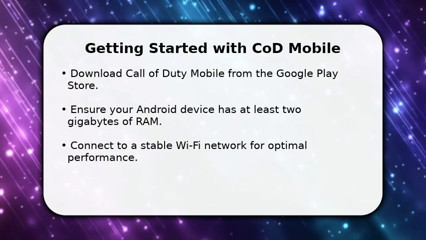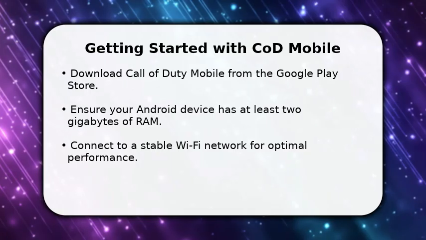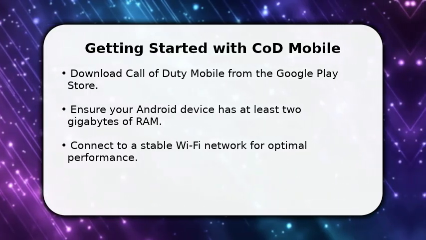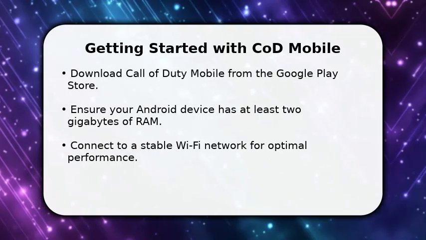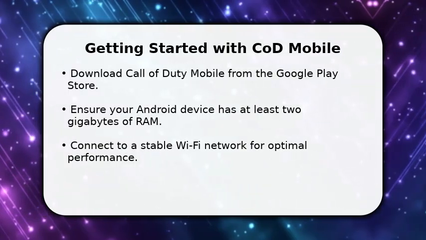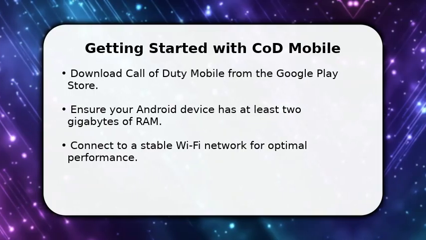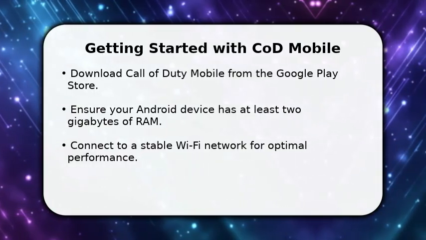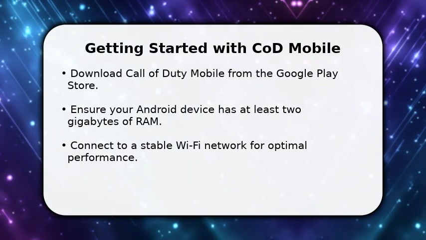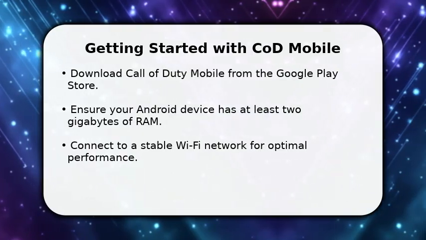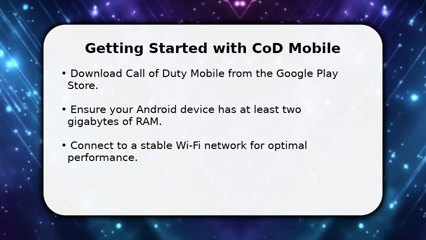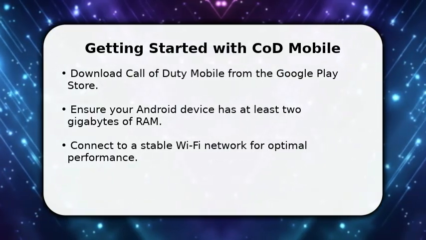In this video, I will explain how to play Call of Duty Mobile on Android. First, head over to the Google Play Store and download the game. It's a free download. Make sure your Android device has at least 2 gigabytes of RAM and a stable internet connection, preferably Wi-Fi, for the best experience. Once installed, simply launch the app and log in with your Activision account or choose to play as a guest. You'll be ready to jump into the action in just a few moments.